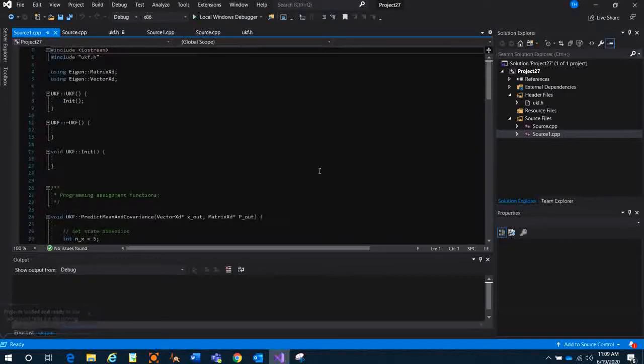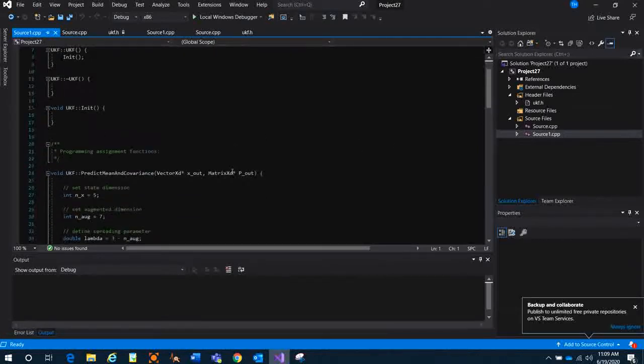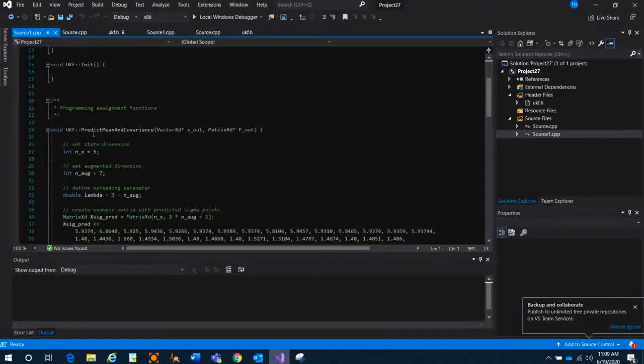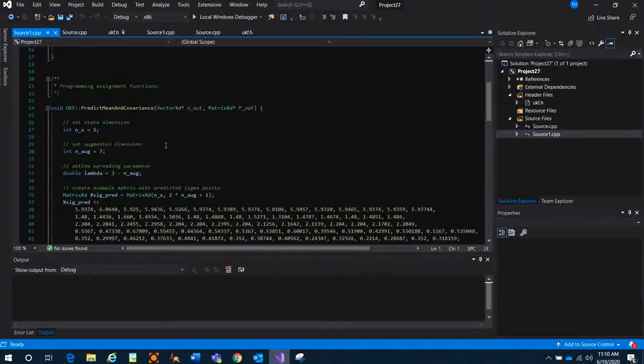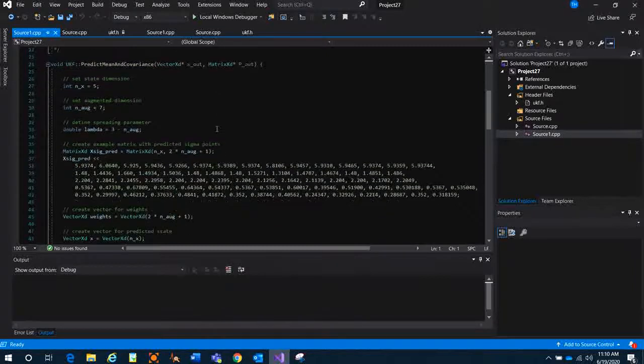Okay, it's the same as last time. The structure of the code requires the same as last time. We create the class UKF and we create the function to print the mean and covariance matrix. The two variables we need are the mean state S and the covariance matrix P. From the last step, we already created the sigma point prediction matrix, 5 times 15: 5 state variables, and for each one we have 15 columns.